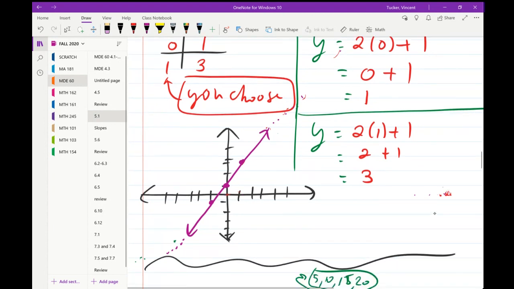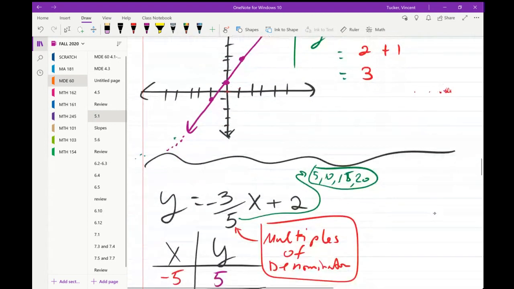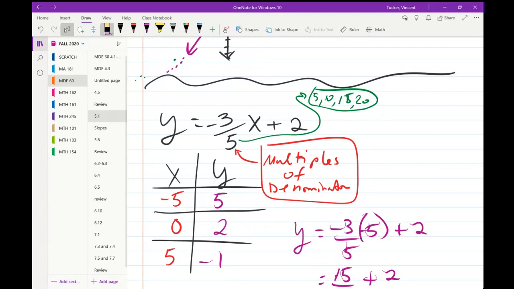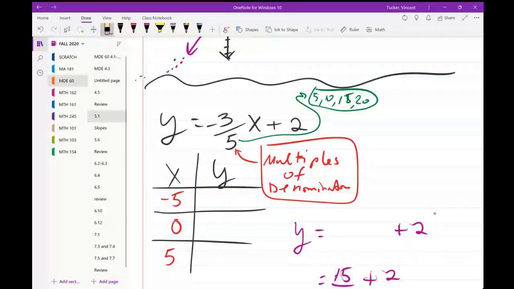All right. So let's do another one. Let's say we have a fraction involved. So let's say we had negative 3/5 x plus 2. You want to be strategic in what you choose. You don't want to just choose any old thing because you don't want to have to graph decimals or fractions or whatever the case may be.